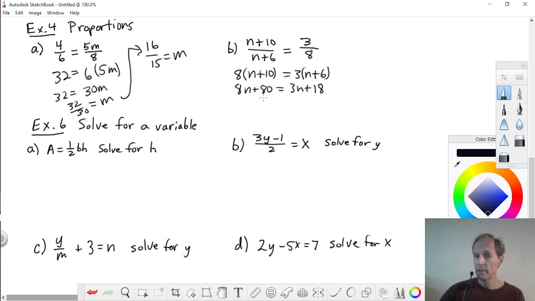Now it's just like when we did a while ago. We're going to subtract 3n from both sides. We subtract 3n from both sides. Over here, 8n minus 3n is 5n. We'll leave everything else alone. Now we need to get the n by itself, but first we're going to get 5n by itself, right? We don't worry about the 5 till the end, as we talked about a while ago. So we subtract 80 from both sides.